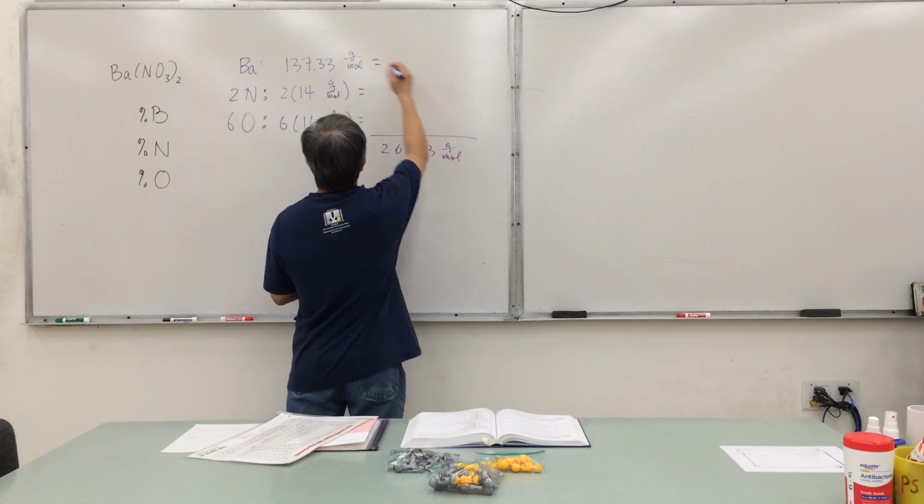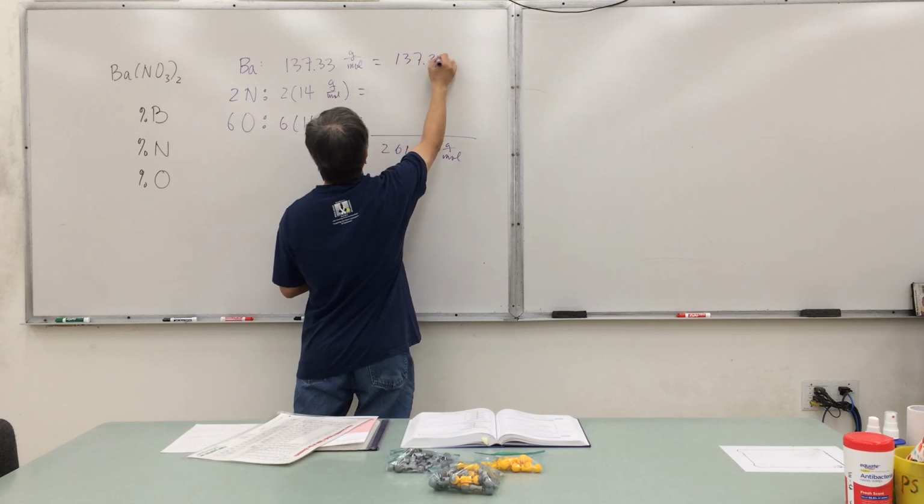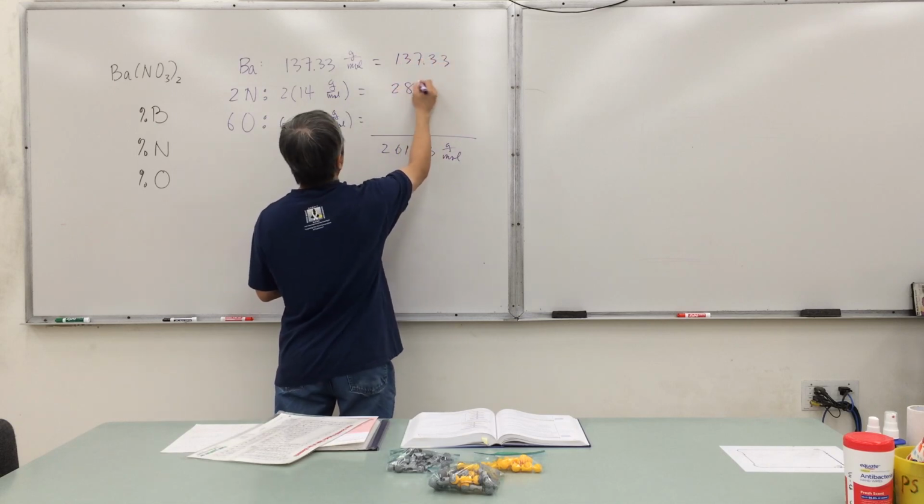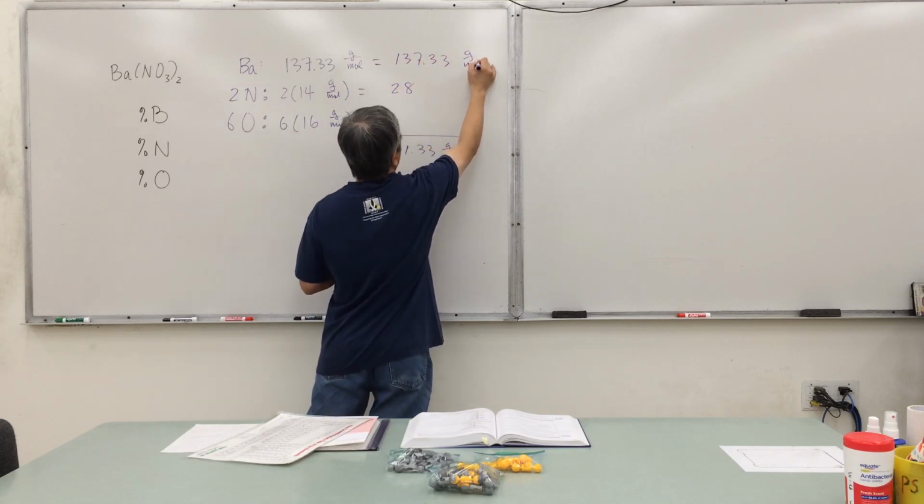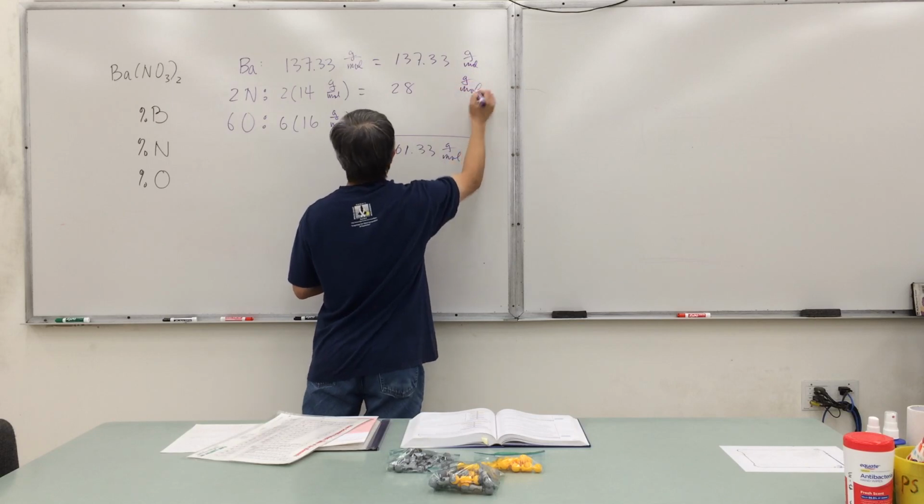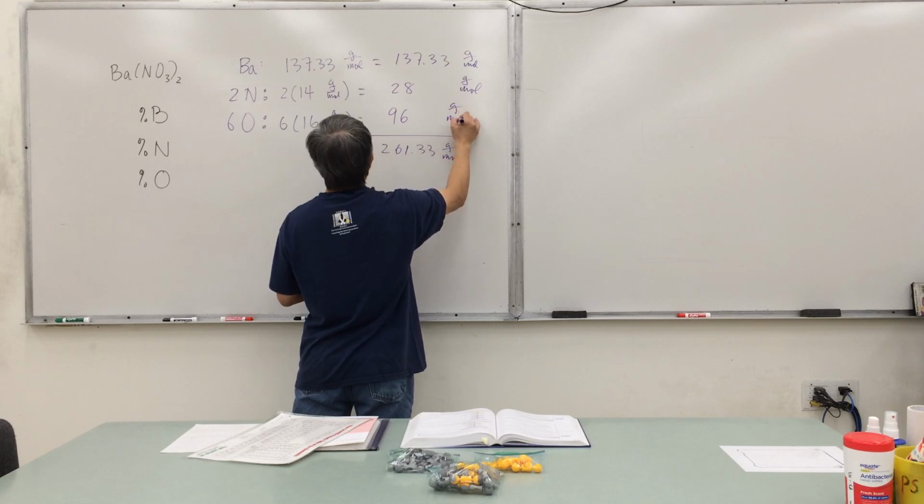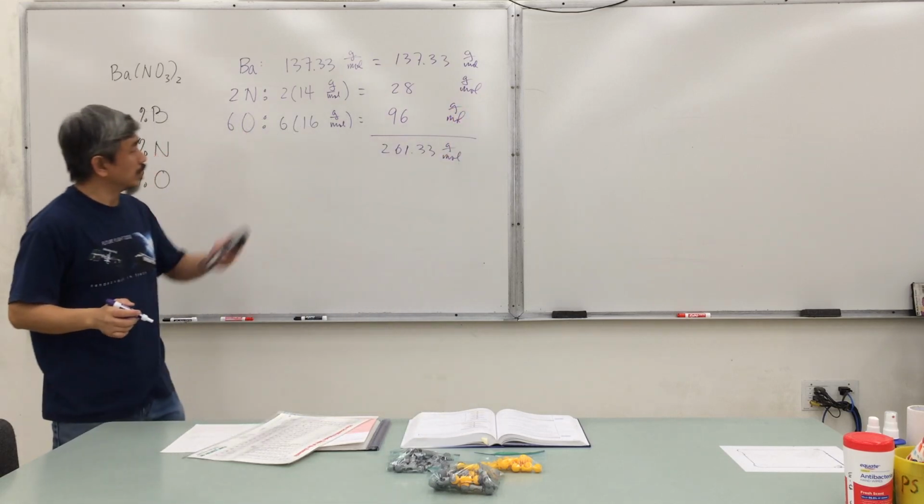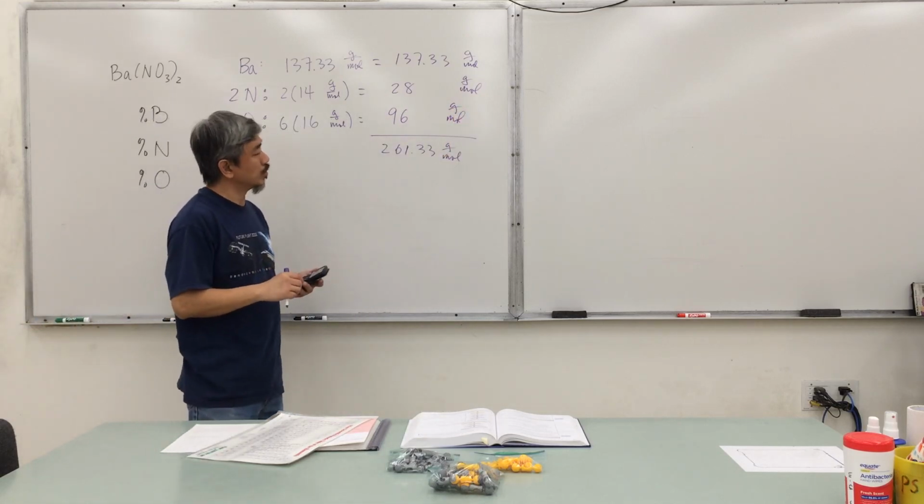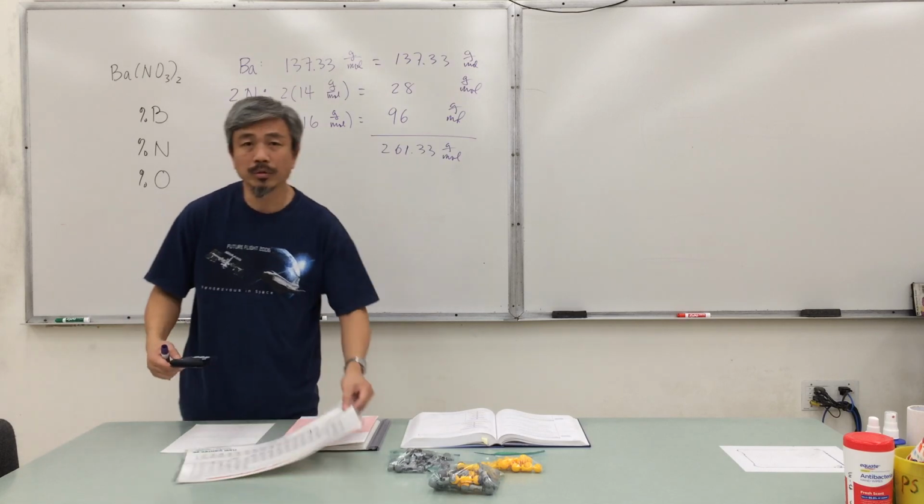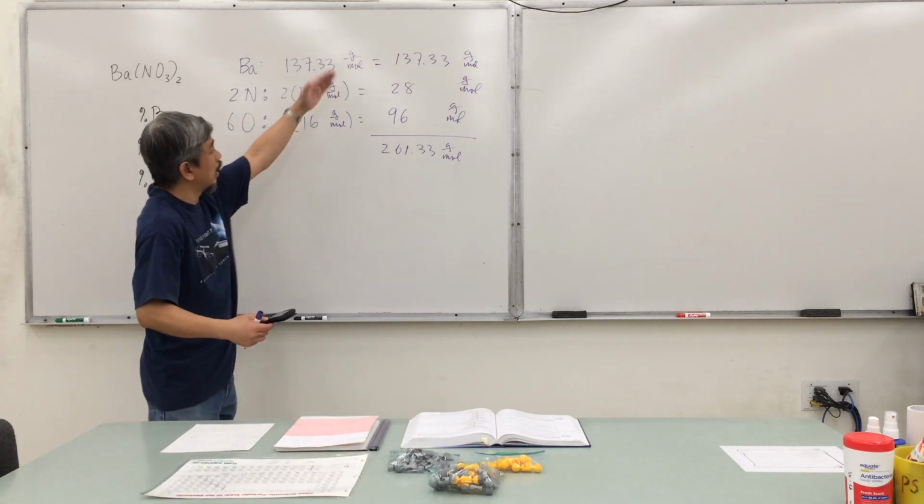grams per mole. This comes up to be 137.33. This comes up to be 28 grams per mole. 96 grams per mole. Okay, so you add it up, you have your 261.33 grams per mole. Now once you have the total, the next step, of course, is to look at the individual contributions.